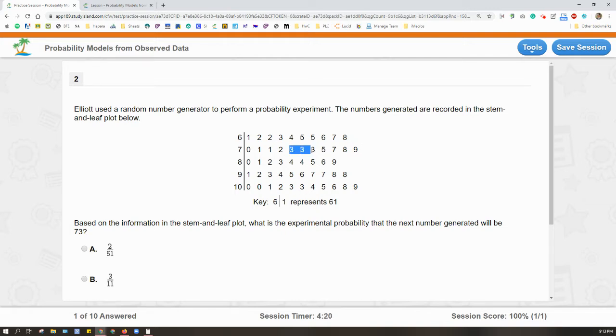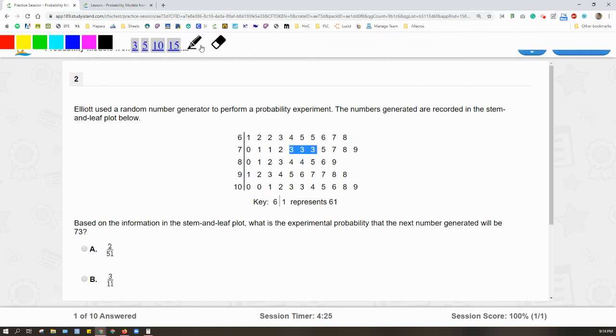3 out of those 51 were 73. So the probability that we're going to get 73 again, based on this experiment, is 3, because that's how many times we got it so far, out of 51. So it's the fraction 3 over 51. Pardon my messy writing. I'm trying to write with my mouse here. So 3 out of 51 is the fraction. Now, that fraction can be simplified because 3 and 51 both divide by 3. 3 divided by 3 is 1, and 51 divided by 3 is 17. So the probability that we're going to get 73 again is 1/17th.